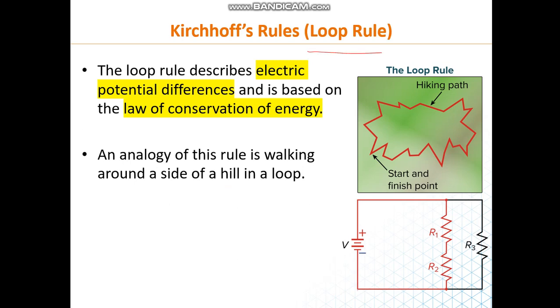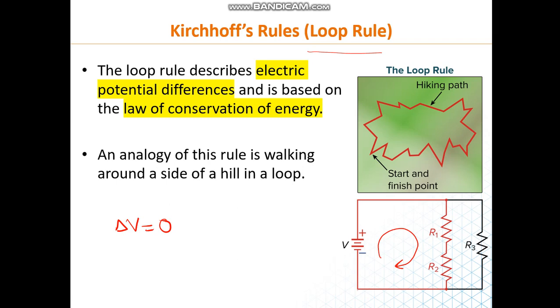The loop rule simply states that across any loop in any circuit, delta V equals 0. What's the meaning of that? Here you have a circuit with actually two paths, but we will consider only one loop. So this is the first loop. You can also consider the outer loop without the part that has R1 and R2. But for now, let us consider only the red loop. Loop means a closed path.